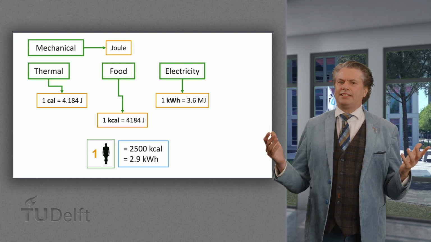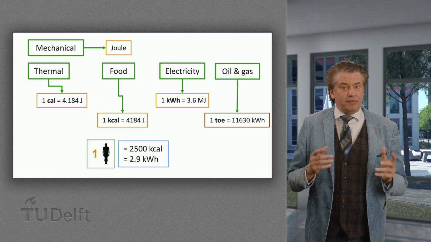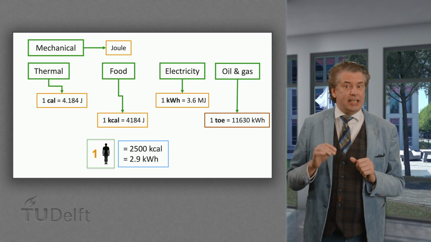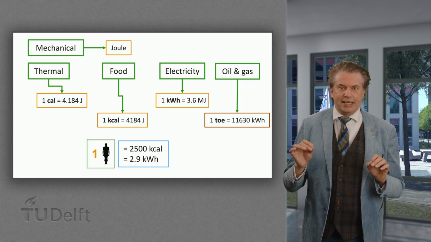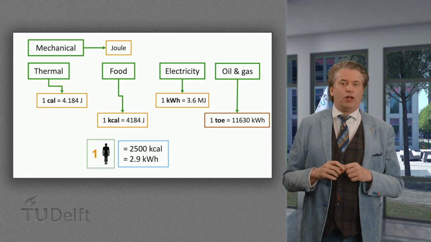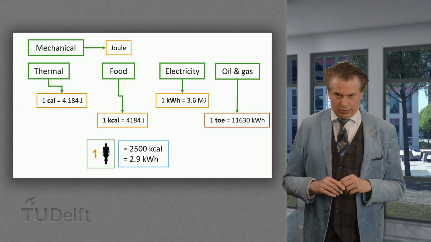The oil and gas industry deals with much larger volumes of energy. 1 ton of oil equivalent, abbreviated as TOE, is the equivalent of 40.87 gigajoules. In our terms, 1 ton of oil has an energy equal to 11,600 kilowatt hours.